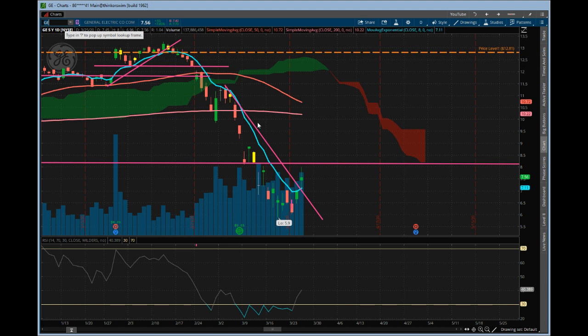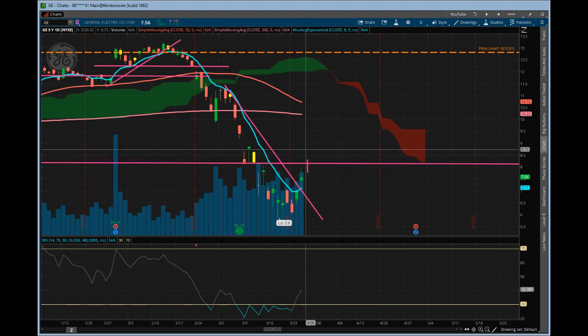Yeah, so GE, nice little pop out of the downward trend line today, so that's good for it. Now let's see if we can confirm above it. And if we do that with some good volume, maybe GE will work its way up. It's got some gaps above that it might like to fill.